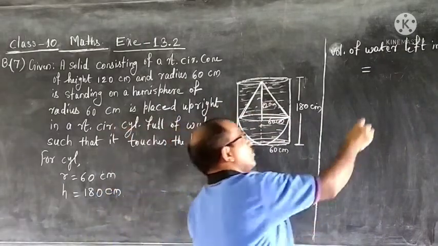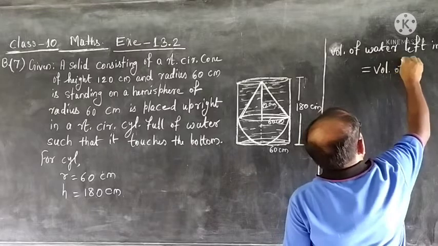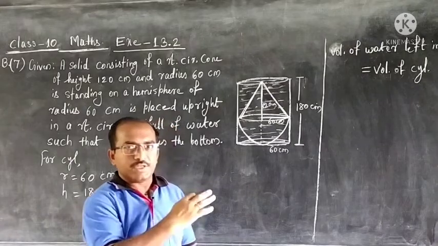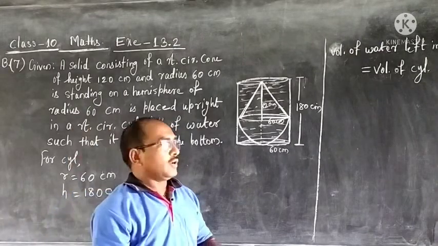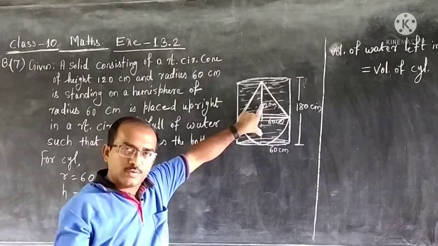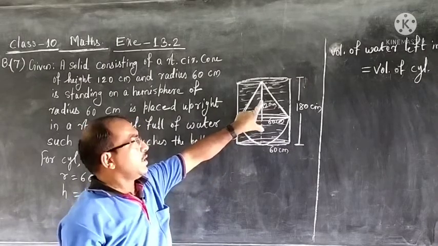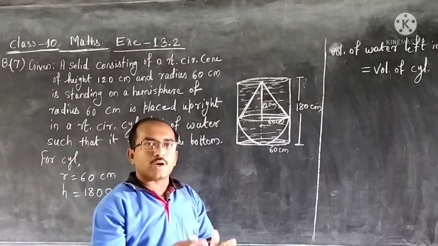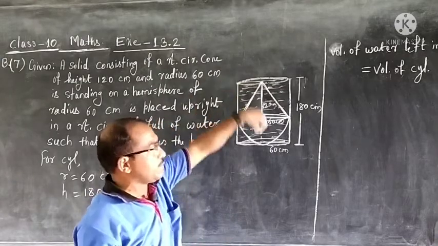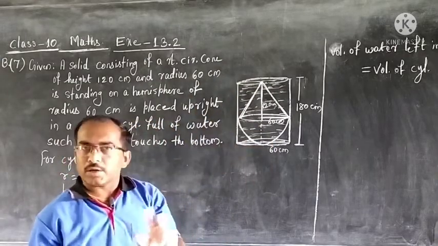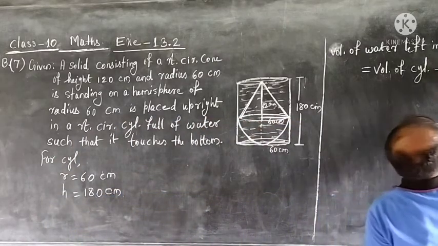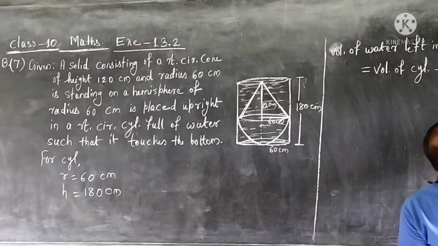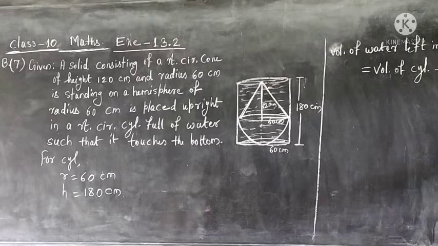Cylinder is full of water. So, volume of cylinder. How much water will flow out of the vessel or cylinder? What is the volume of this solid? That much water will flow out. That means volume of cone plus volume of hemisphere. That amount of water will come out when this solid is placed in the cylinder which is full of water. I hope you have understood. So, we will subtract from the volume of cylinder the volume of cone plus volume of hemisphere.